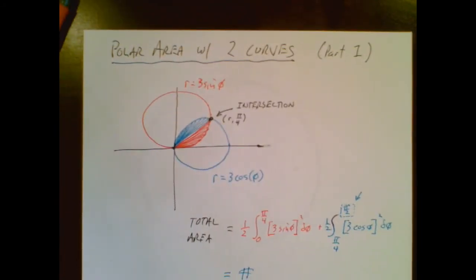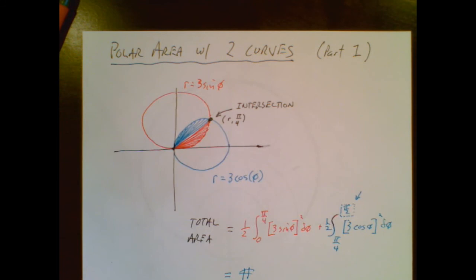That's polar area with 2 curves, part 1. Because we can have 2 curves and a different style of thinking. That's coming up in the next video. See ya.